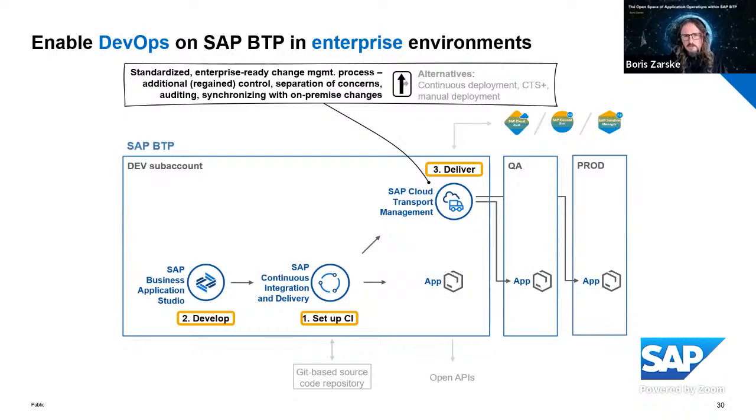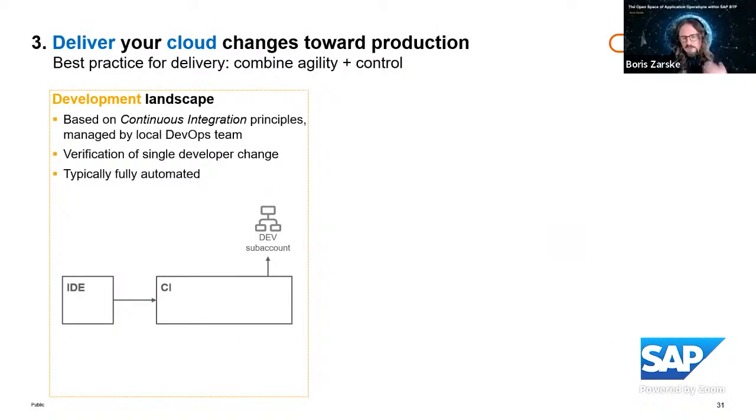If you should not use those or have other ones in use, we have also open APIs that allow you to also get orchestrated by ServiceNow or other frameworks, for example. To just stress that again, the idea is really to differentiate between a development landscape based on continuous integration principles managed by and owned by the local DevOps team, with the goal to verify single developer changes and fully automated with the pipeline.